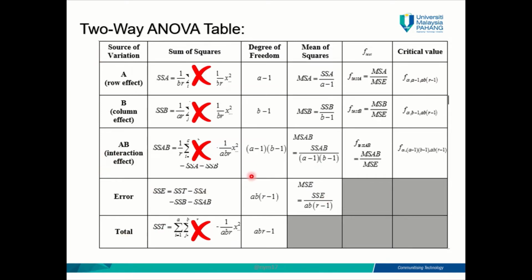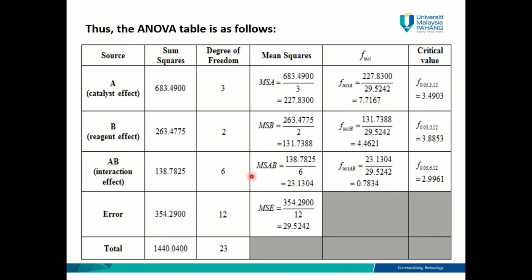Now, let's look at the earlier question. Let's look at the example. For this semester, as mentioned just now, I won't make you use the formulas for SSA, SSB, SSAB, and SST. So most probably we will provide you with these 4 values. So let's take a look at the other formula, SSE. SSE is equal to SST minus these 3 values. So 1440.04, you minus this, you minus this, and you minus this, you will get 354.2900.